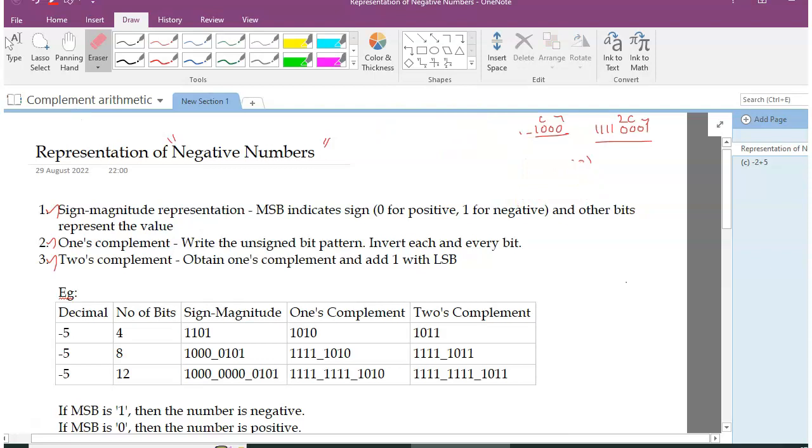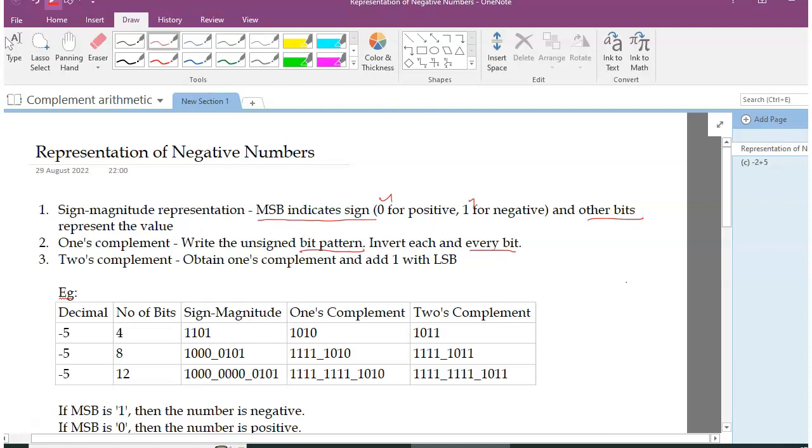Sign magnitude is simple. We have to write the unsigned form in n-1 bits. By using n-1 bits, the MSB should be either 0 or 1 according to the positive or negative sign. Now here we have the definition. In sign magnitude representation, MSB indicates sign, that means 0 for positive, 1 for negative, and other bits represent the value. In 1's complement, write the unsigned bit pattern, invert each and every bit.